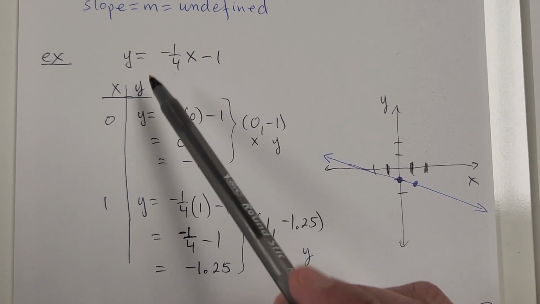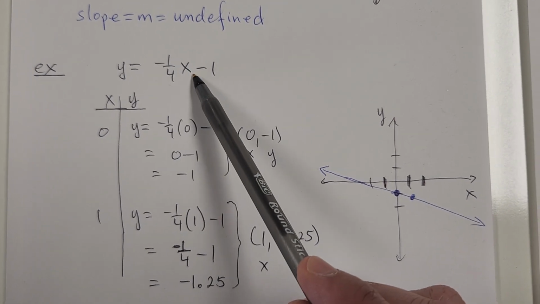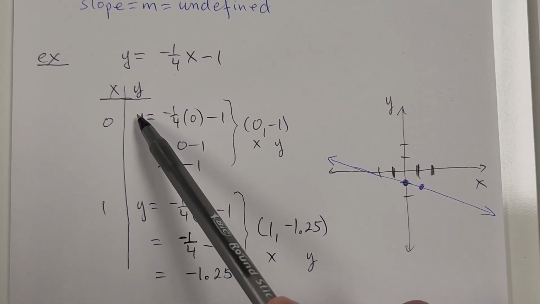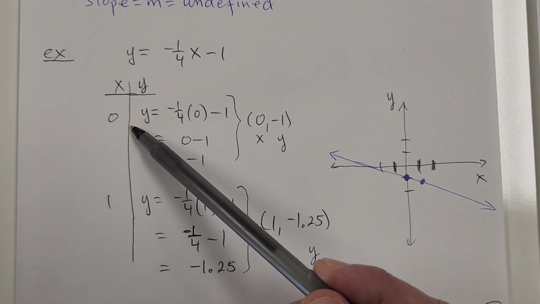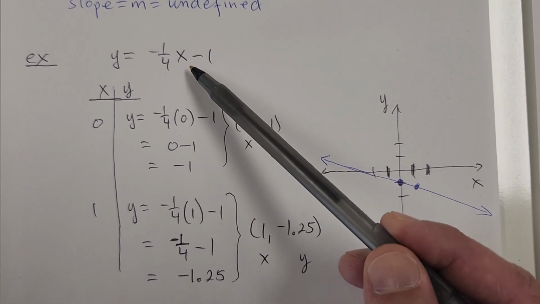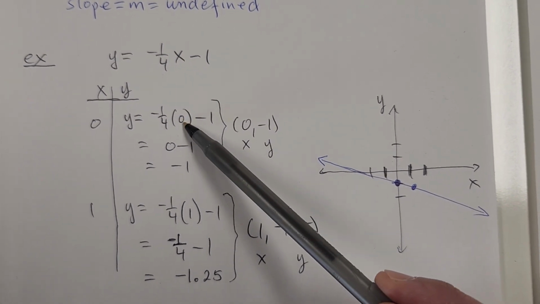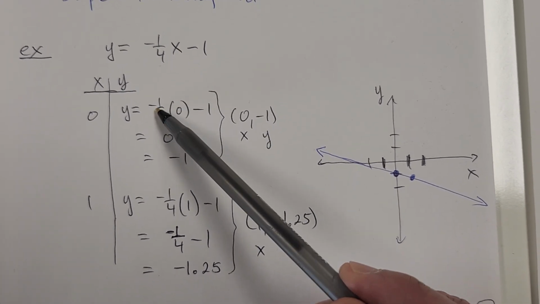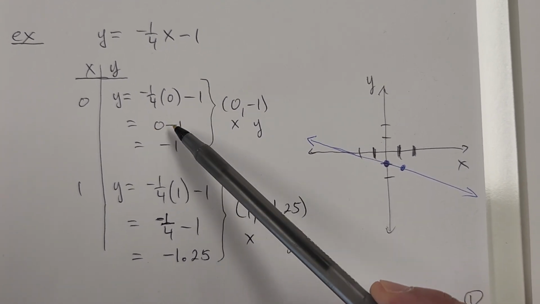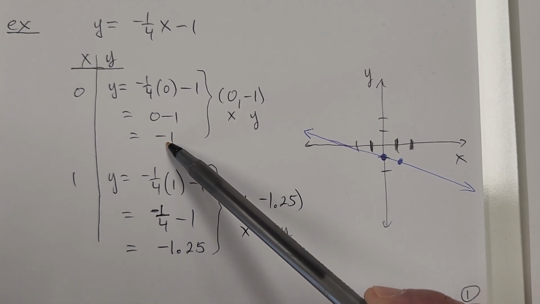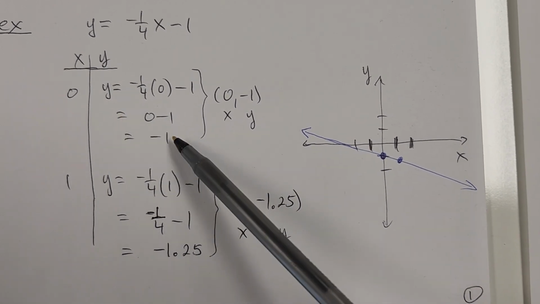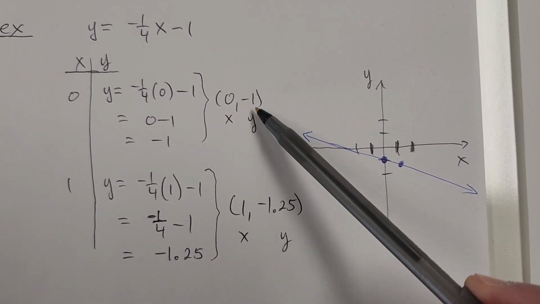One more time. Here we have x and y. So we have to use the XY T-chart. Always start at 0 because it is the easiest place to start. So put 0 in. Wherever there's an x, replace it with a 0. -1/4 times 0 will give me 0. Bring down the -1. 0 subtract 1 will give me -1. So my first point is 0, -1. This is my x, this is my y.